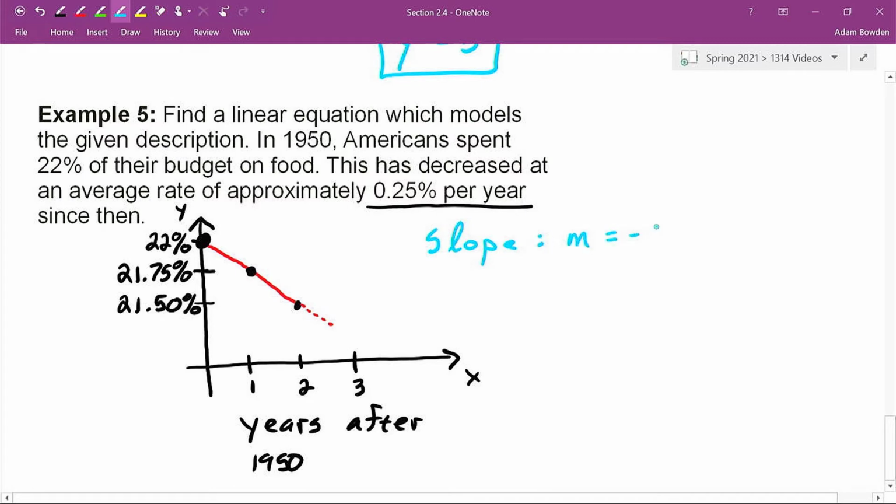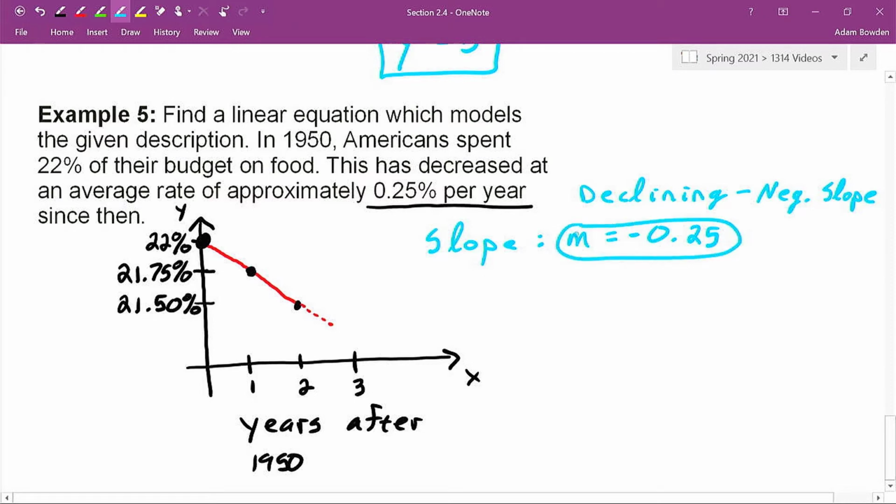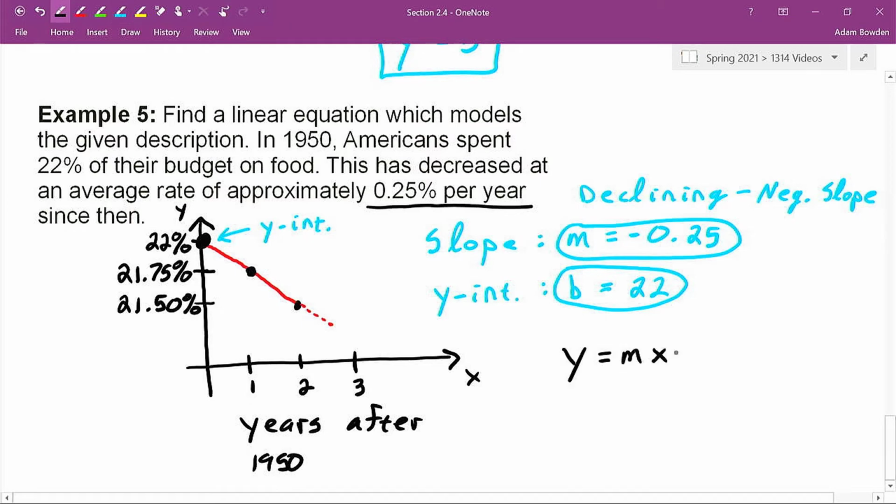So m would be equal to negative 0.25. Negative because it's declining. So we know that about the slope. The point at which it starts will be the y-intercept. So the y-intercept is called b in slope-intercept form, so that would be 22. So if we use the equation of a line, y equals mx plus b, this can be modeled with negative 0.25x plus 22.